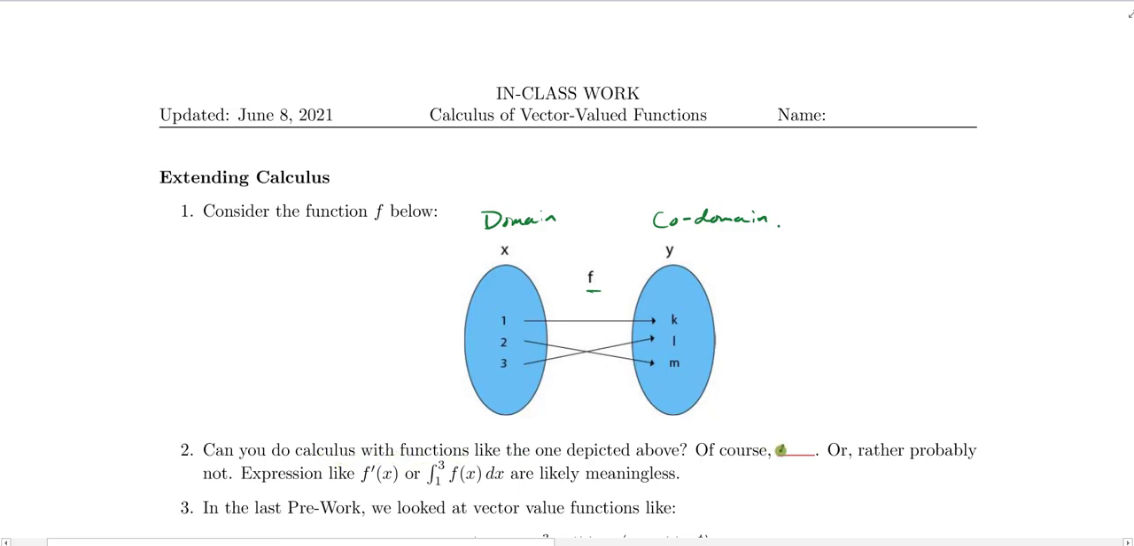And the first answer is, of course not. Or rather, probably not. And let's explain that. We would expect expressions like saying, what's the derivative of this function, or what is the area underneath this function's curve from the domain value 1 to the domain value 3. We would expect those to be essentially meaningless questions, and they probably are. But that kind of gets us ready for where we're going.